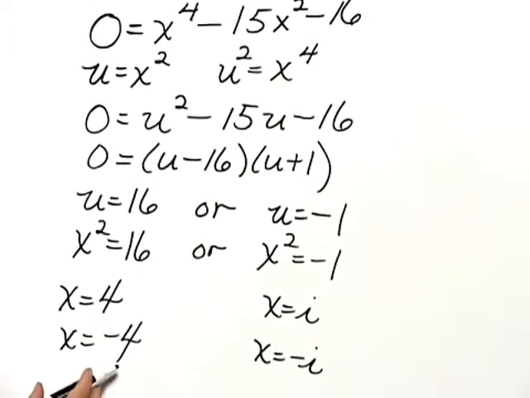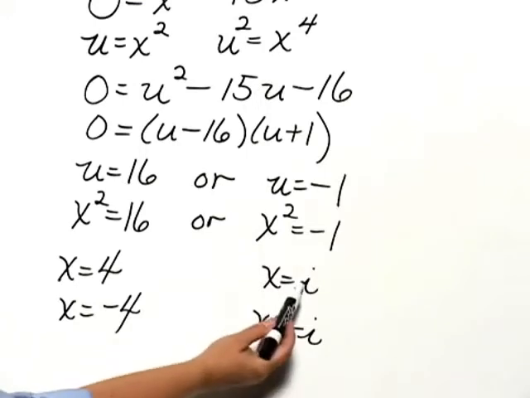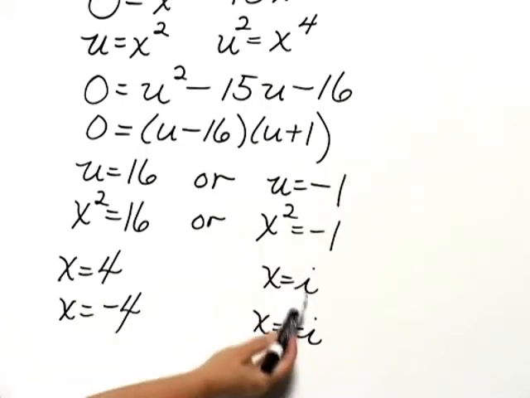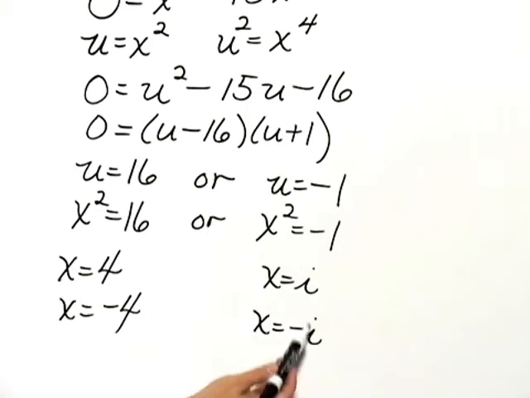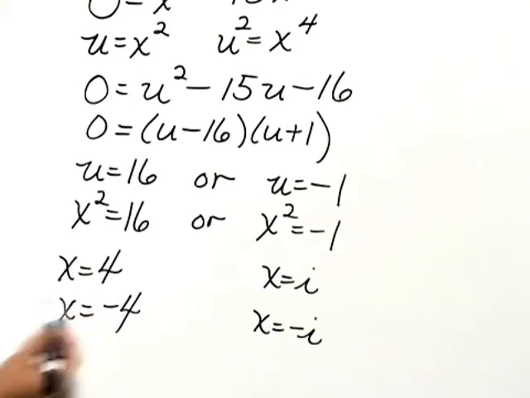We have 4 solutions of the equation. However, we're not asked for solutions of the equation, we're asked for x-intercepts of the graph. When we have an imaginary answer, this is not going to give us an x-intercept. It's not going to show up on the graph as a place where it crosses the x-axis. Only these numbers, the real numbers, will correspond to x-intercepts of the graph.